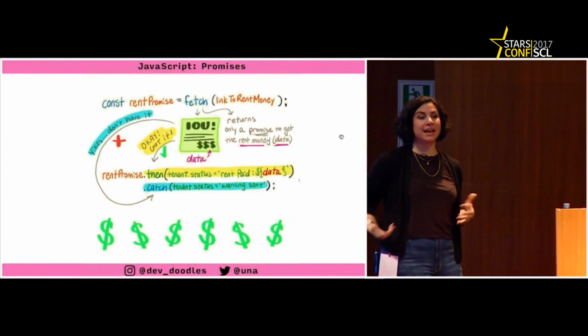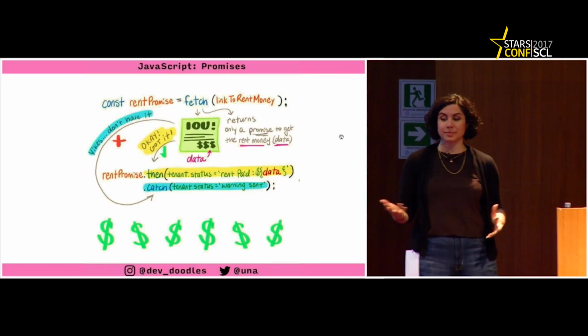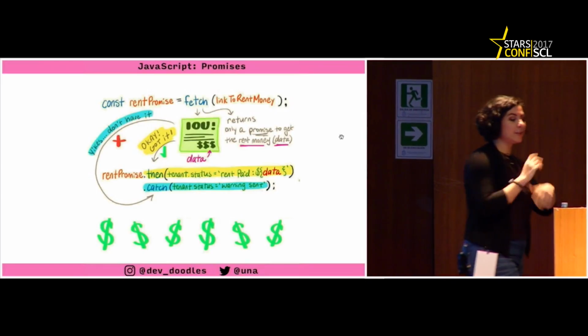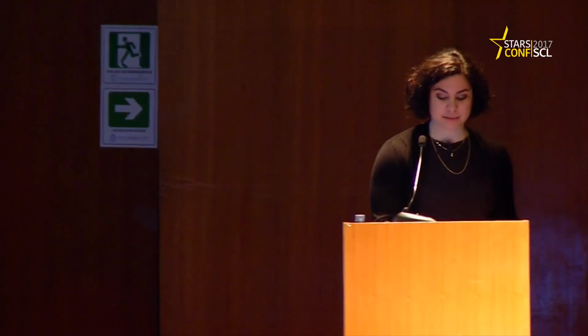And then once you get it, then you can have this then statement return, and you can update the data, the rent paid, and you can have the information there. That's what you're passing. You pass the data. Or if you don't get it, then you have this catch statement where you send a warning. So a little visual of how promises work.